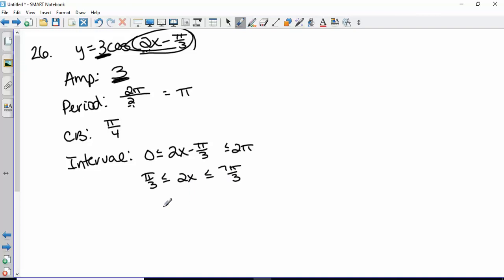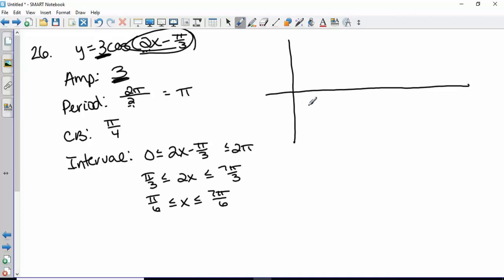How do you get rid of your 2? Divide by 2 or multiply by 1/2. So we get pi over 6 less than or equal to x less than or equal to 7 pi over 6. So now we draw the graph. My amplitude is 3, so that means my high point is positive 3, my low point is negative 3. I'm starting at pi over 6.